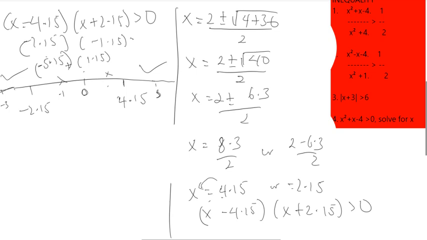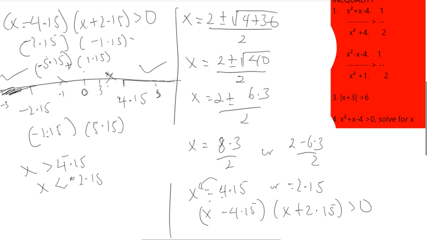So let's try for this place now. Let's take 3, because 3 is between 0 and 4.5. If we put 3 here, we're going to have minus 1.15. And if we put 3 here, we're going to have 5.15. Minus times plus is minus, less than 0. So this place is wrong. So now the places that are correct are if x is greater than 4.15, and if x is less than minus 2.15, right?